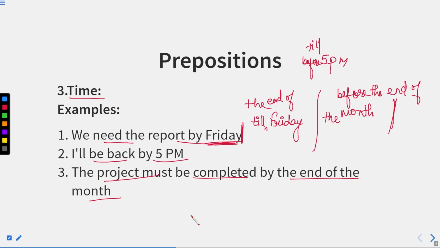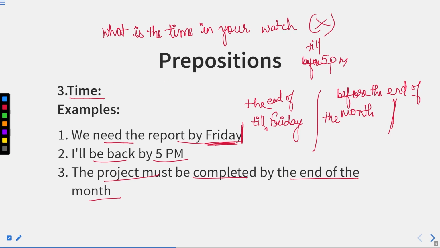Now, if I ask you, what is the time in your watch? Basically, we use this sentence, but that is incorrect. Generally, we ask such a question, time in your watch, but remember, this sentence is incorrect. Why so? Here we cannot use "in". Instead, we use "by". So, what is the time by your watch? is the correct sentence. It is by your watch.